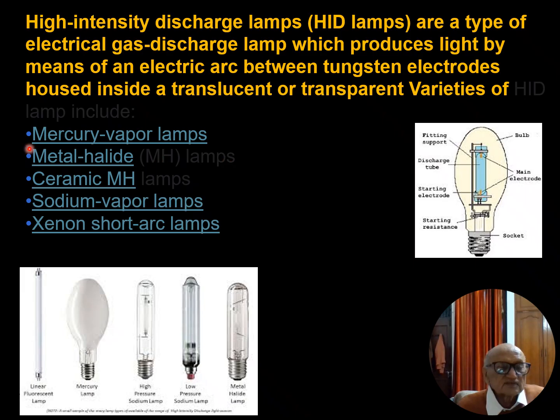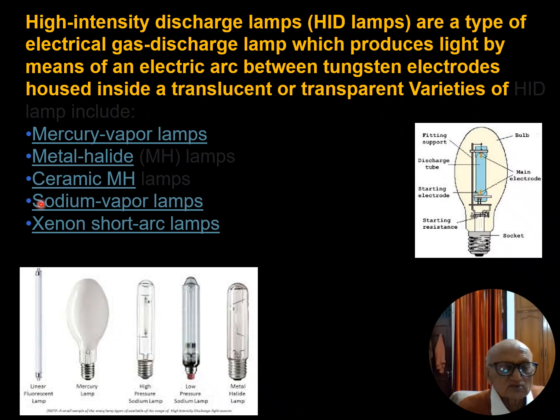They can be mercury vapor lamps, mercury vapor high pressure HVMB, mercury vapor lamp, metal halide. These lamps you must have seen in a cricket ground. Normally these metal halide lamps are used for lighting illumination purposes because they have a high color rendering of the light emitted by them. These can be ceramic metal halide.